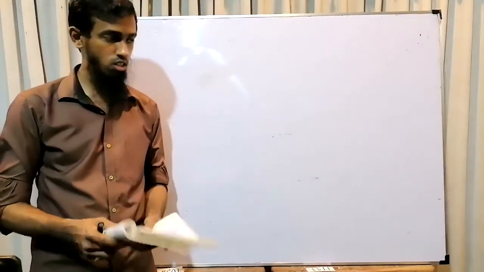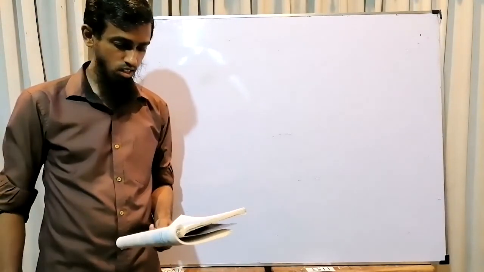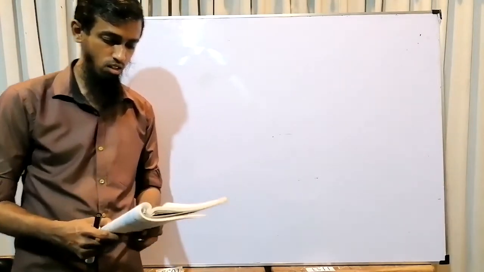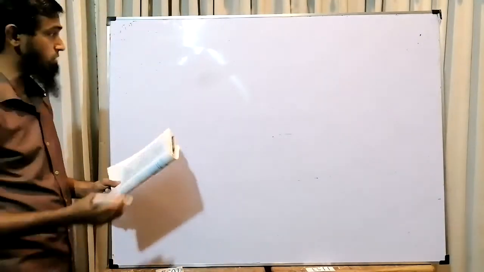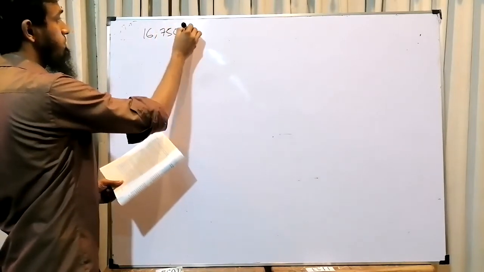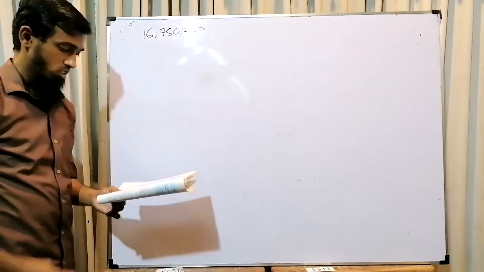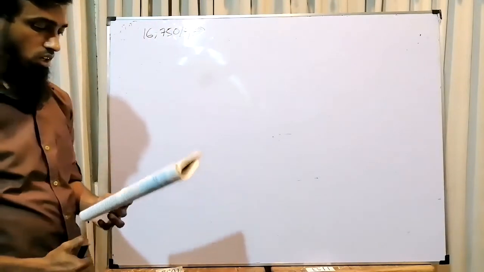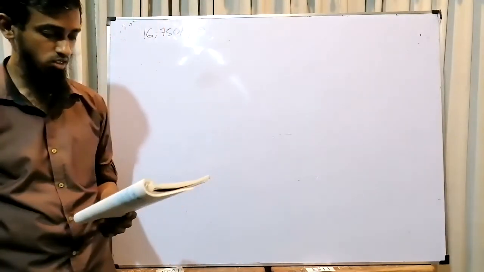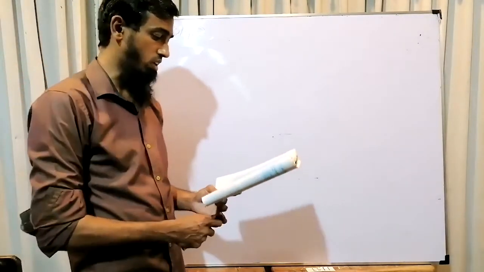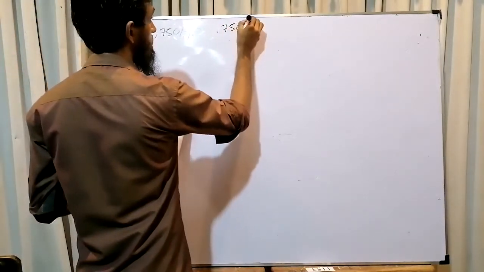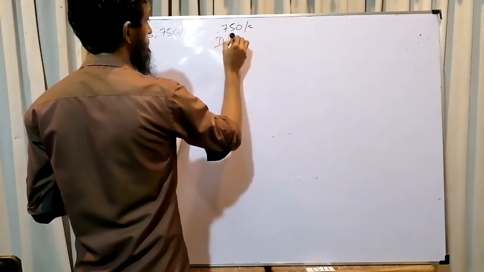Okay, students, second example question. The price of a swing machine is 16,750. This can be bought, with interest calculated on the reducing loan balance, by paying 1,750 as a down payment.